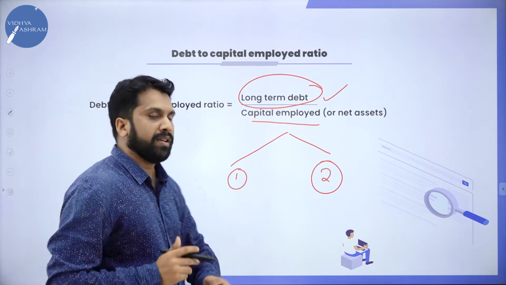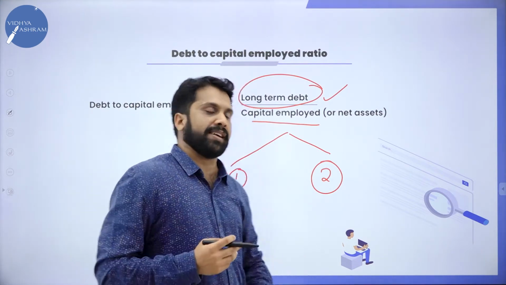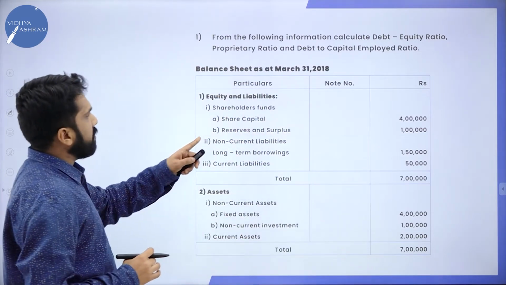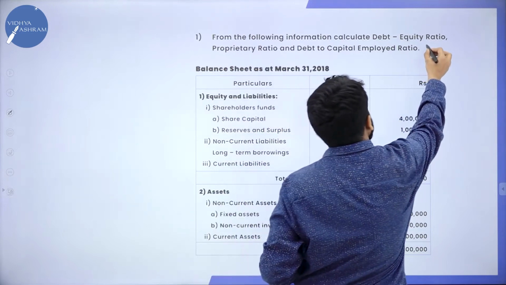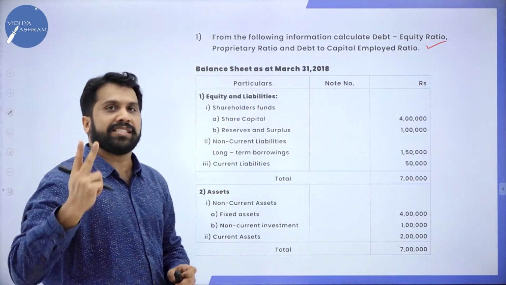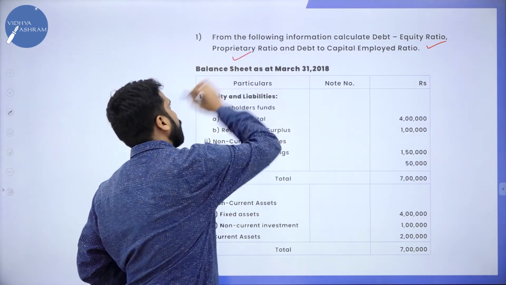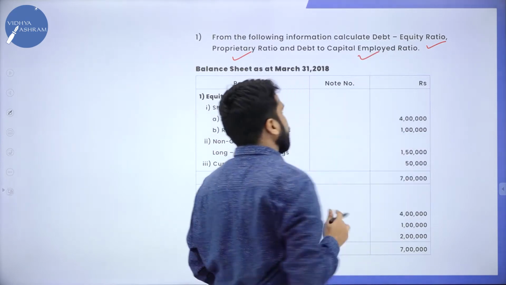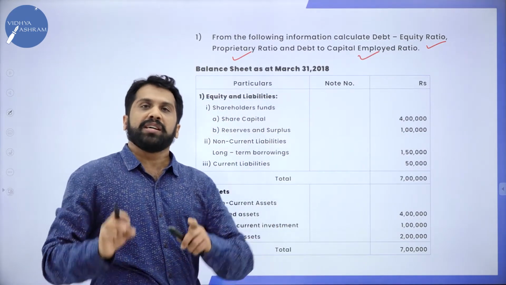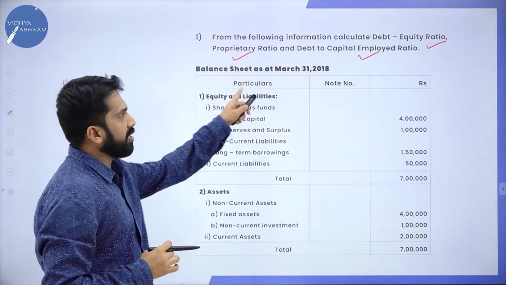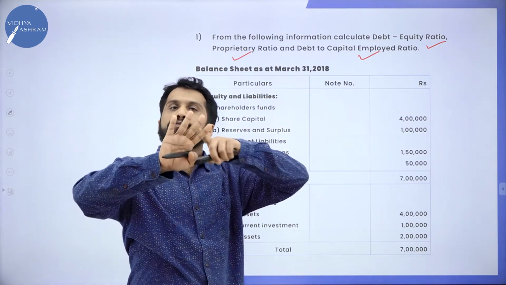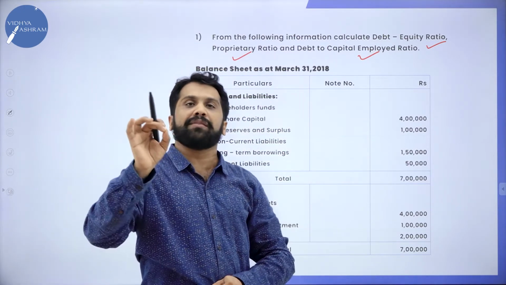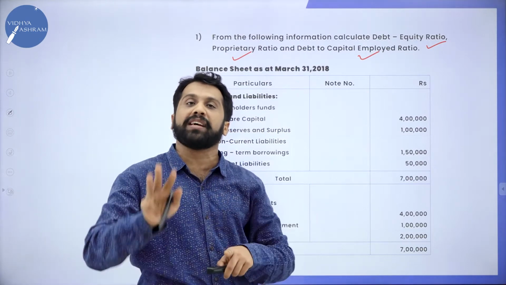We'll do one problem so it will be more clear. They have given a balance sheet. In the balance sheet we have to find out what? They have given 3. First one is the debt equity ratio. The second one, you have to calculate the proprietary ratio. And the third one, you have to calculate the capital employed ratio. If it is 12 marks, for each thing you will get 4 marks. 4 plus 4, 8, 8 plus 4, 12. If you do this, you will get 12 marks. Calculation is 1, but answers you will get 3.